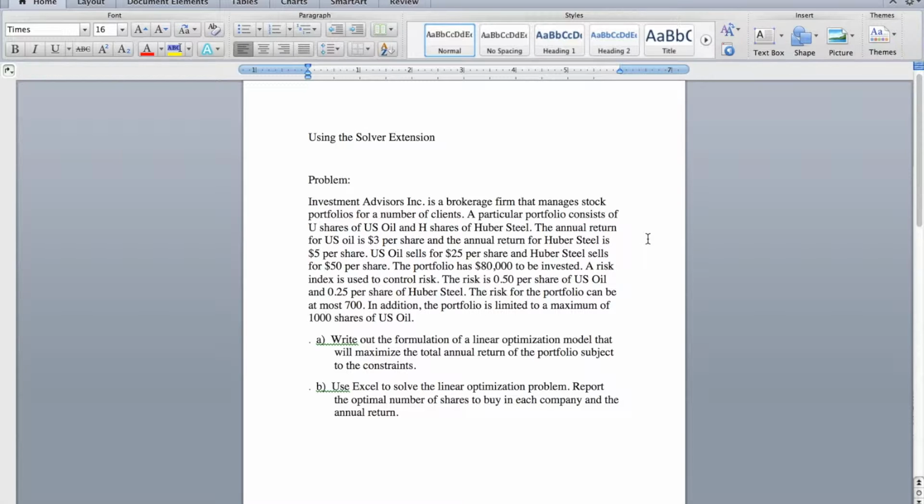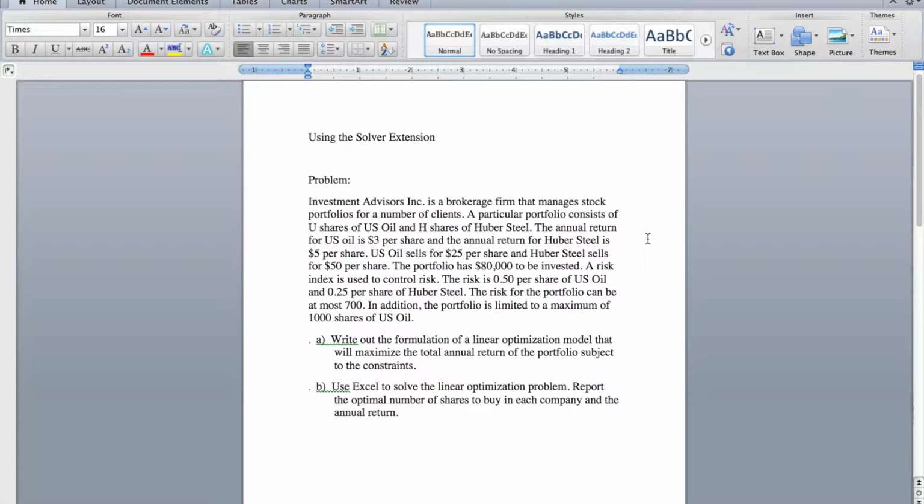What it does is help you solve the linear optimization model, which basically helps you find the maximum amount of your objects in order to maximize the output. The problem that we'll be using is from one of my classes.